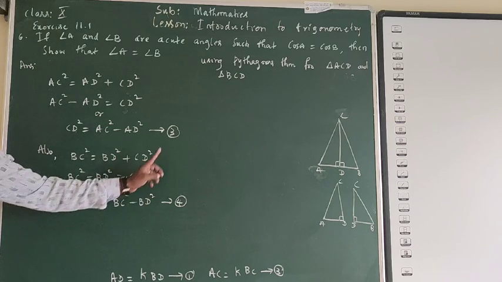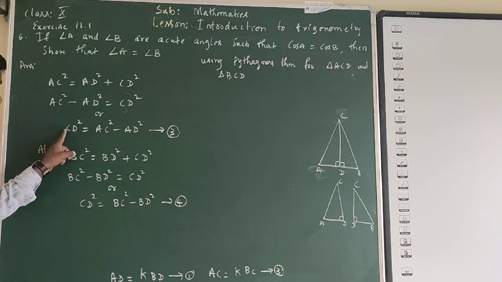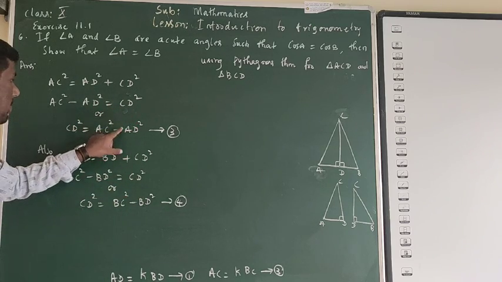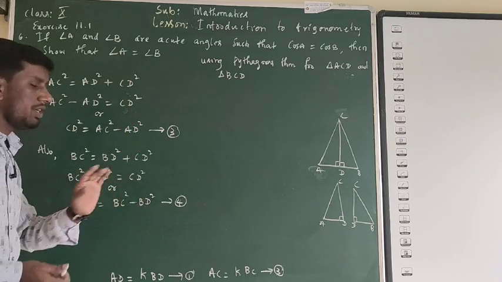By looking at equations 3 and 4, you can observe the LHS is CD square in both, the same. So the RHS must be equal. That is, AC square minus AD square is equal to BC square minus BD square.